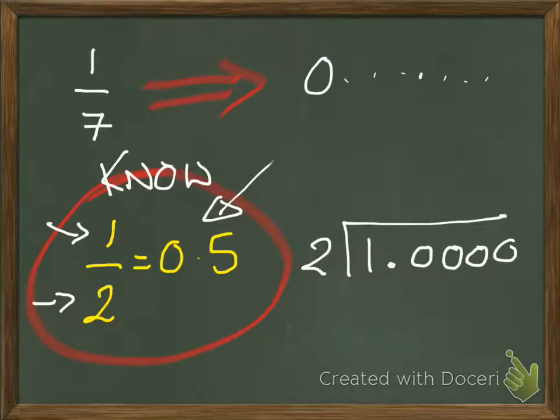I can add as many noughts as I like. And actually, the harder the question, the more noughts I can add to it. Because 1 is the same as 1.0, is the same as 1.00. It's all 1. Okay, here we go. So let's just have a little colour change here. 2 into 1 doesn't go. Put the decimal, just move it up from there.